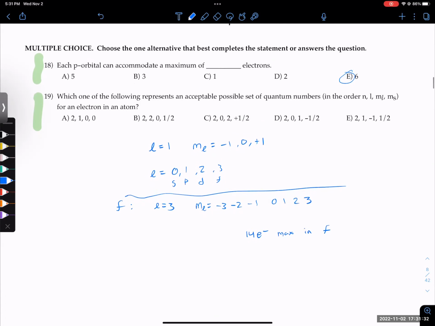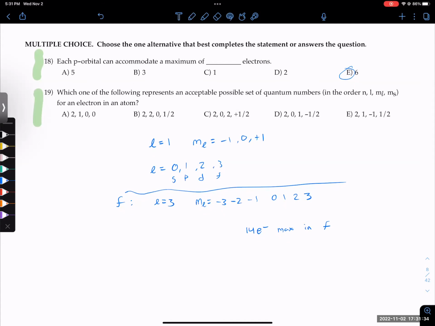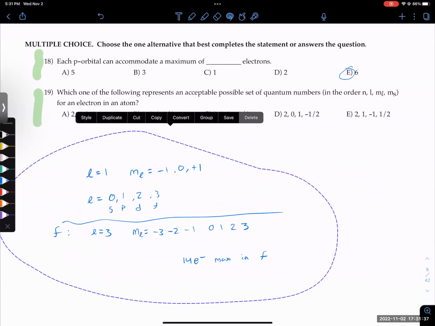Okay, now let's go ahead and let y'all work on number 19.